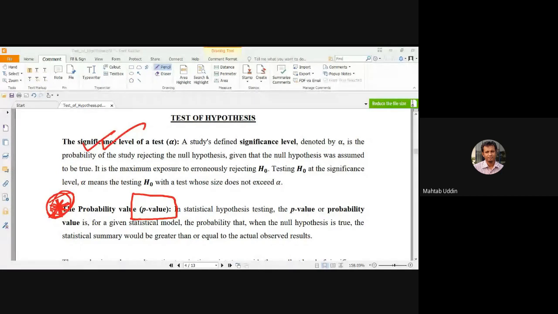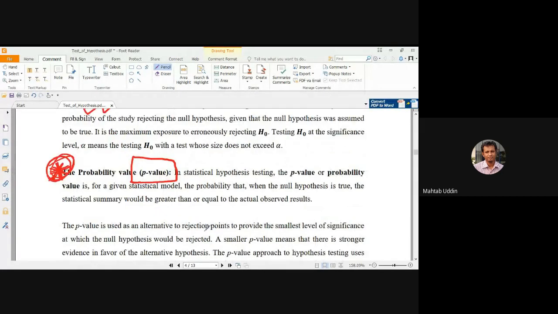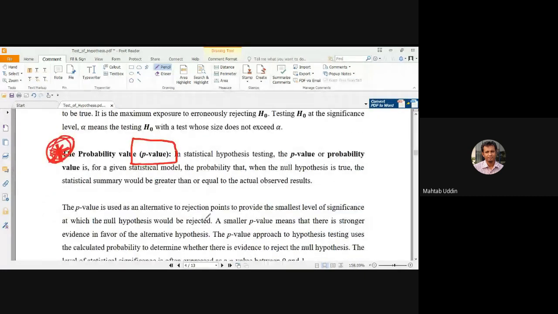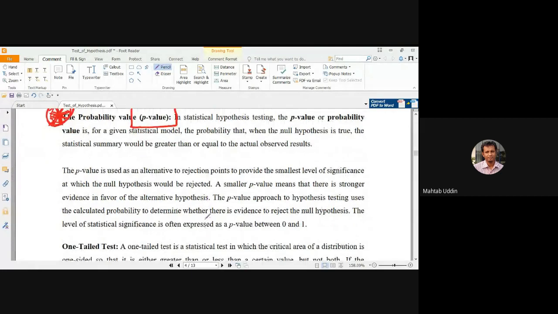How we can calculate them, I'll show in the next class. So the p value indicates the probability that the present product will be saturated in the market in the current situation.